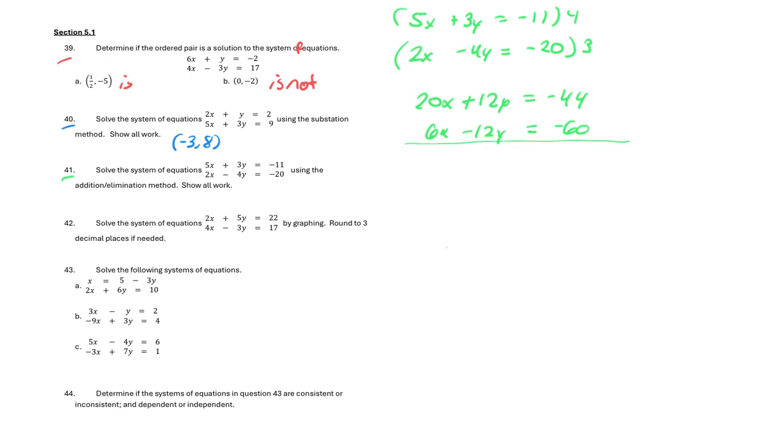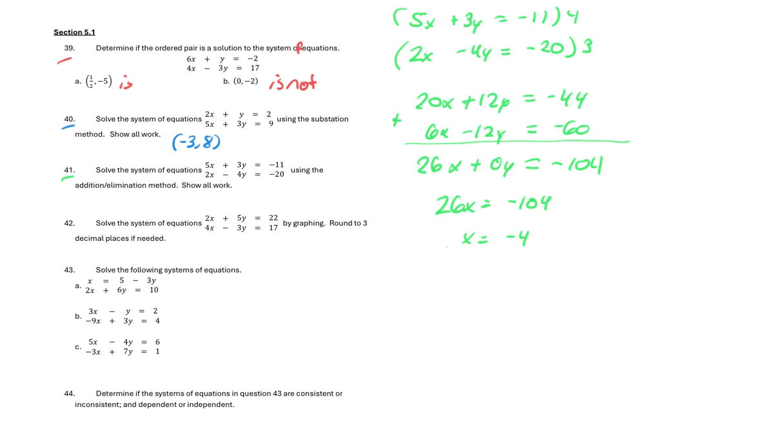And whenever we add these two equations together, we get 26x plus 0y is equal to -104. That's why it's called the elimination method. We have eliminated one of our variables. So we get 26x is equal to -104. Divide both sides by 26, and we should get x is equal to -4.